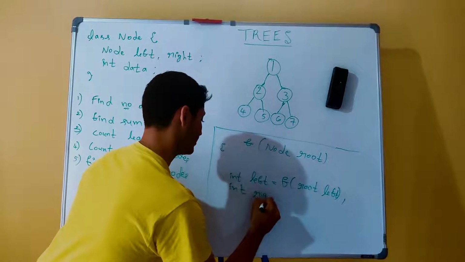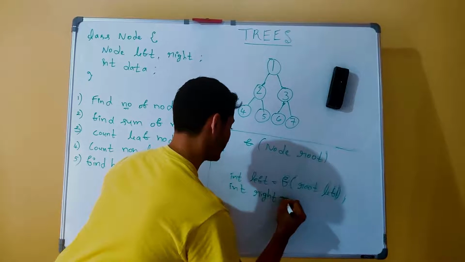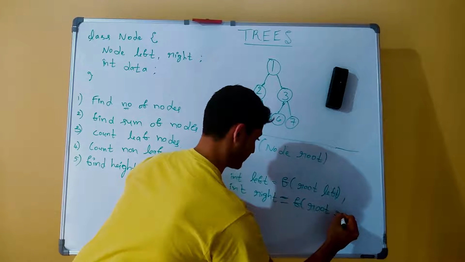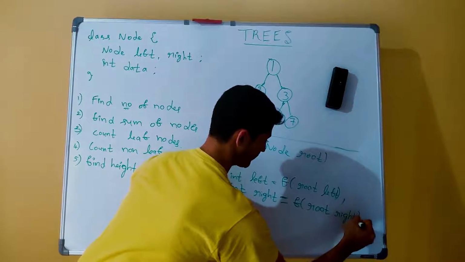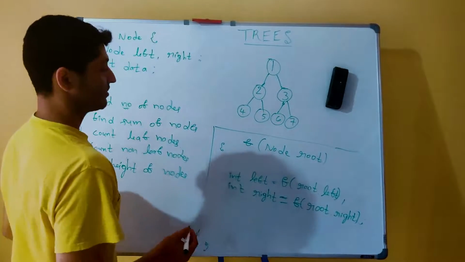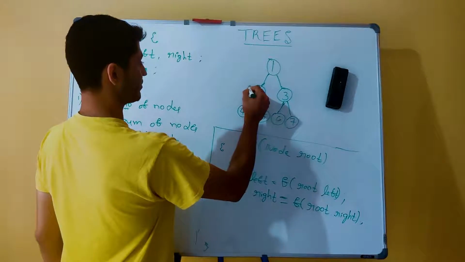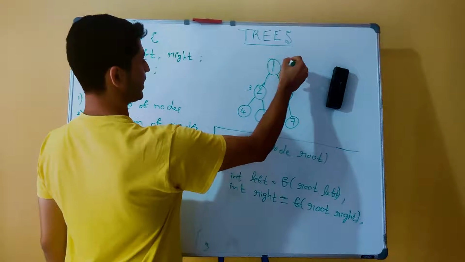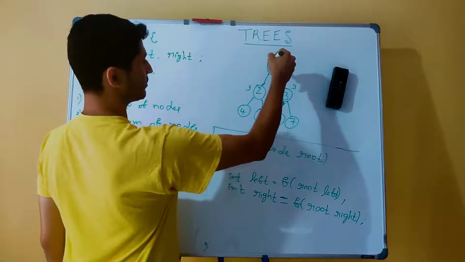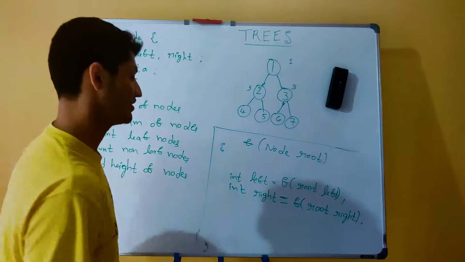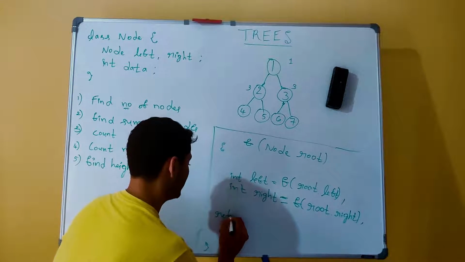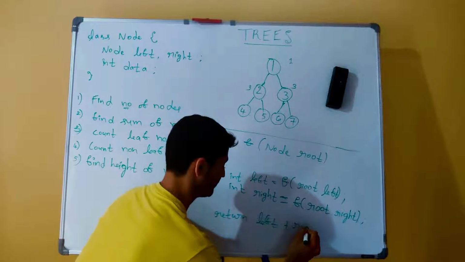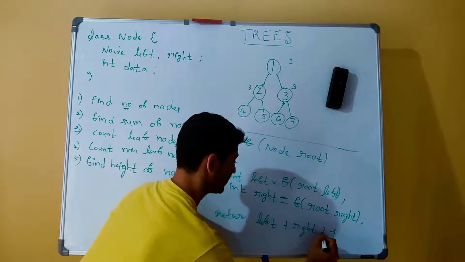Similarly, it will find the number of nodes in the right subtree. Now what do we do to find the solution to this whole problem? We sum these two solutions and add 1 to this, because the current node is also considered. So we just return left plus right plus 1.